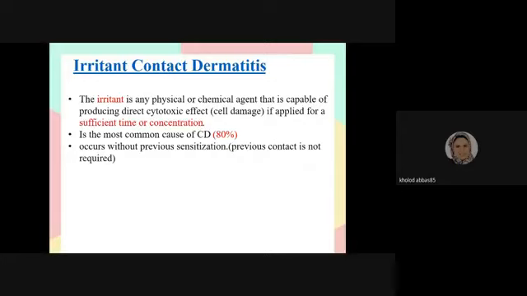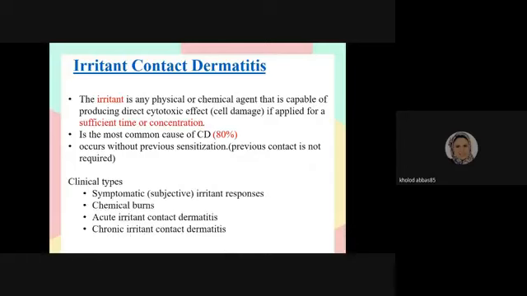Okay. And with irritant contact dermatitis, we don't need previous sensitization. We don't need previous contact because it is not an immunological process. It's a direct cytotoxic effect, direct cell damage. You don't need an immunological process.